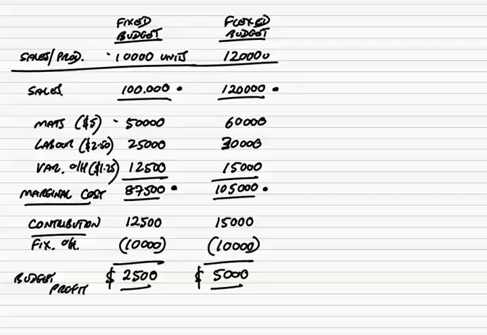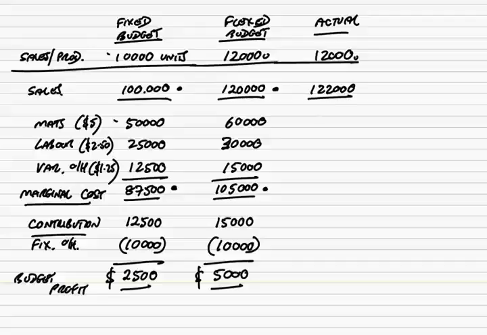Having done that, now it's valid to start comparing what actually happened with the budget and see whether the managers have done well or badly. Let's look at the actual results. Of course, it was 12,000 units. The actual revenue, 122,000. We actually did well. We got more. We must have sold at a higher price.